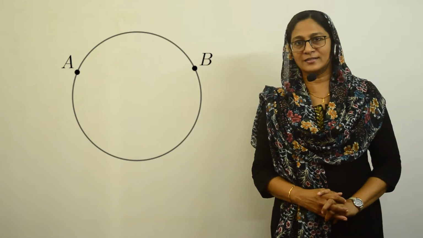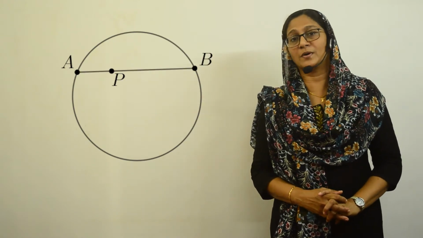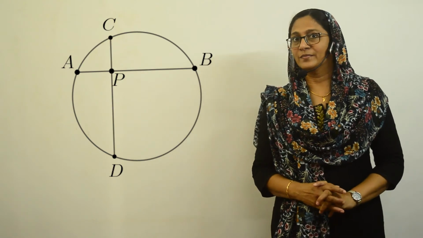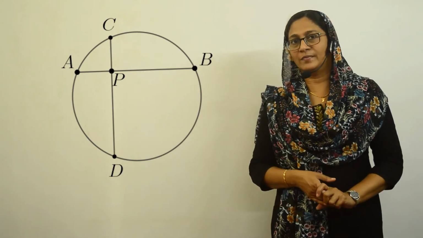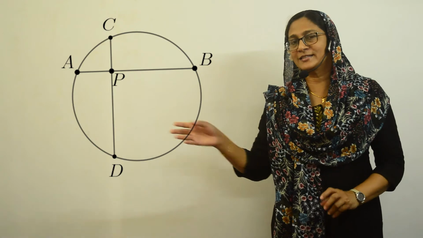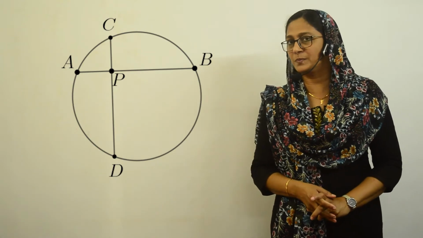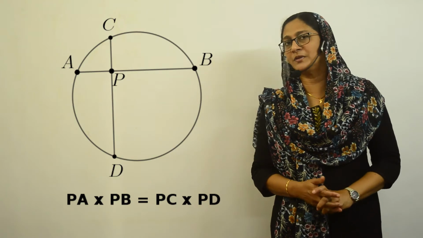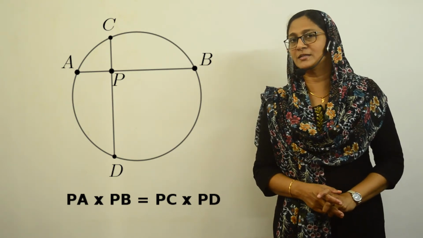So we have just studied that if two chords of a circle intersect within the circle, then the products of the parts of the two chords are equal. In other words, AB and CD are two chords intersecting inside the circle at the point P. We have the result PA multiplied by PB equals PC multiplied by PD.